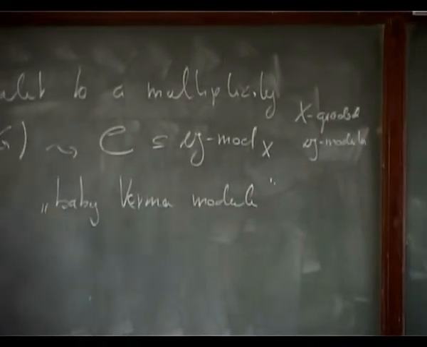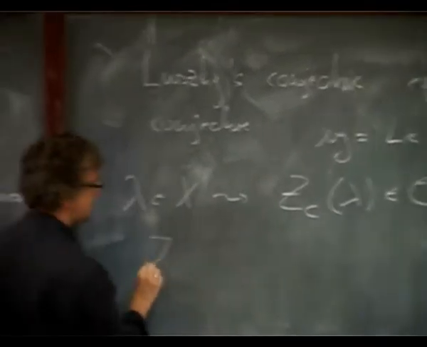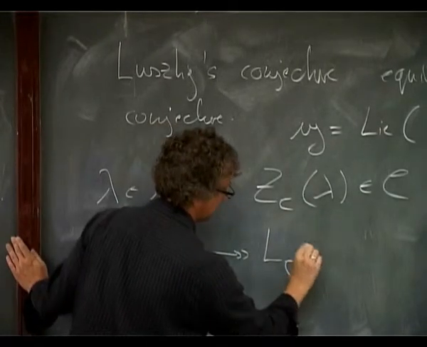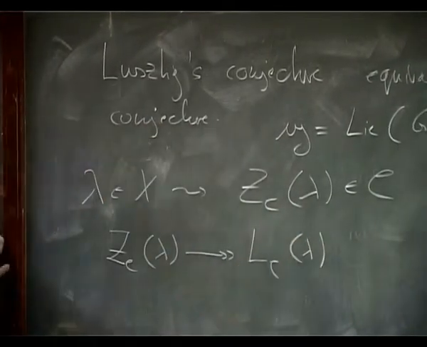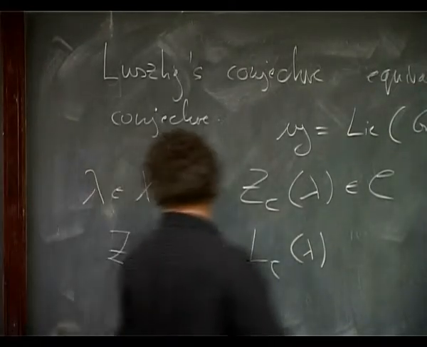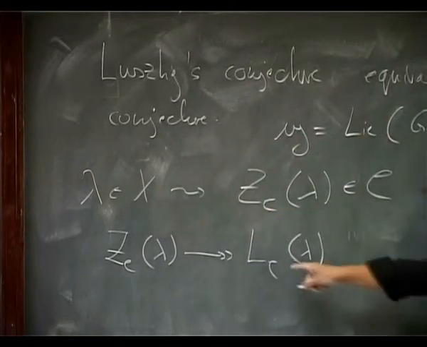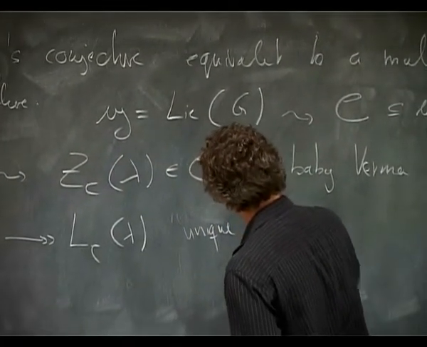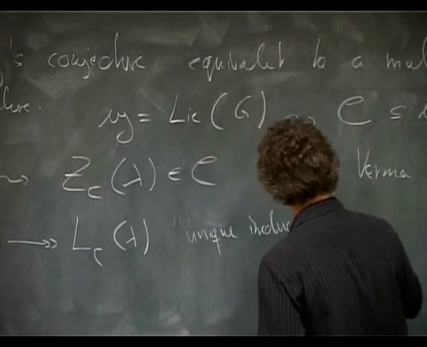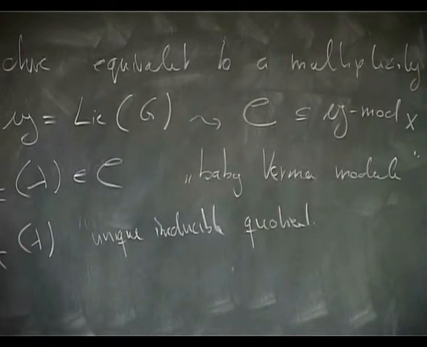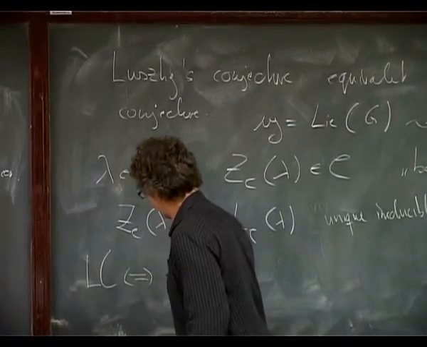And this is a kind of highest weight category. So it has a unique simple quotient. We call this L_C(lambda). It's not the same as, or not the derivative of, L(lambda) in general. So Z_C(lambda) to L_C(lambda) is the unique irreducible quotient. And then Lusztig's conjecture is equivalent to the following conjecture.